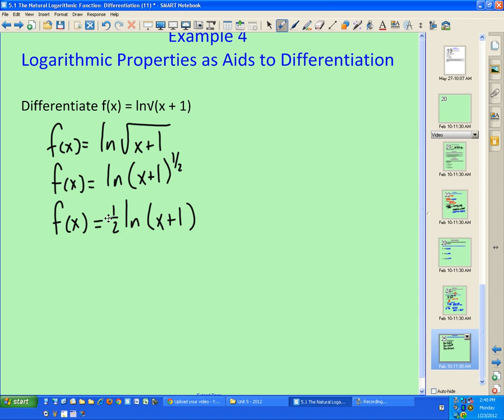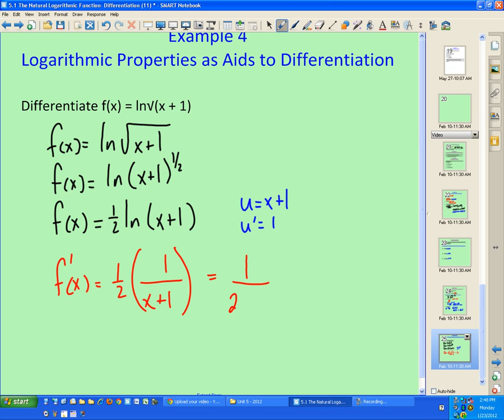Now this is my u value, so my u value is x plus 1. My u prime is 1 when I do my differentiation. So now the only thing I have to worry about when I go ahead and do my differentiation is to leave the 1/2 out front. And then u prime over u is 1 over x plus 1. And so that would be my final differentiation of this. And maybe I would write it like this, 1 over 2 times x plus 1, or some form of that. But that's really all we're talking about with these.